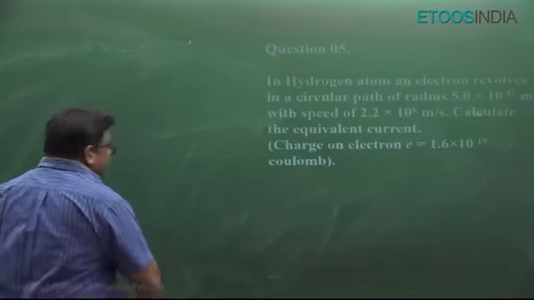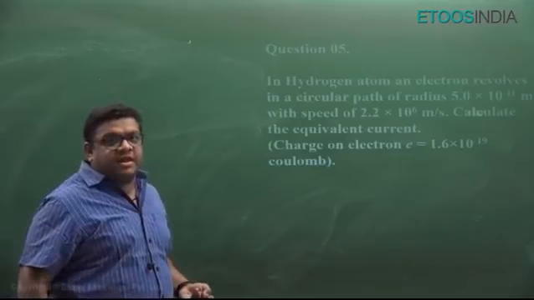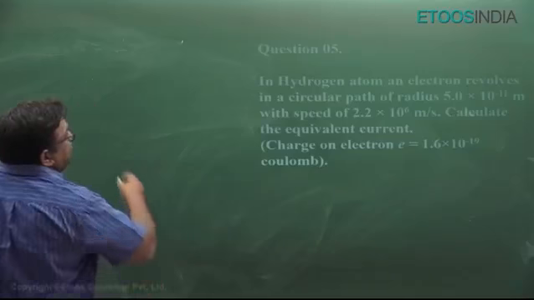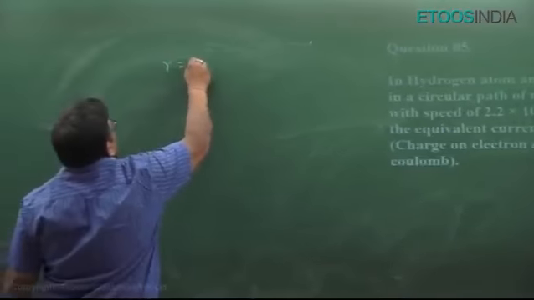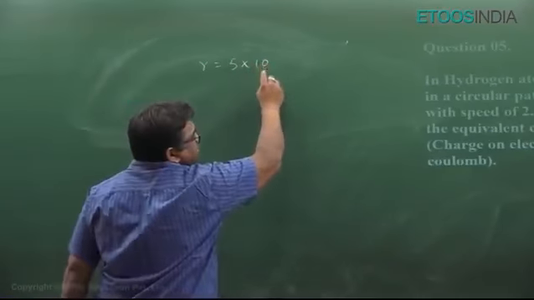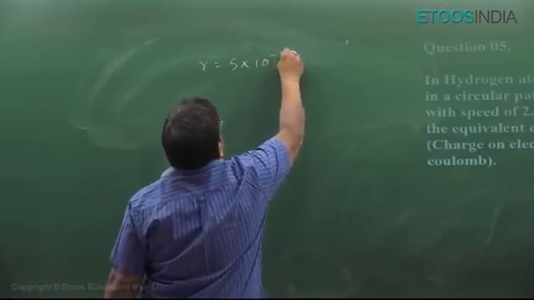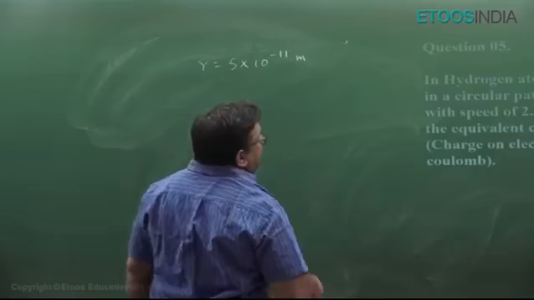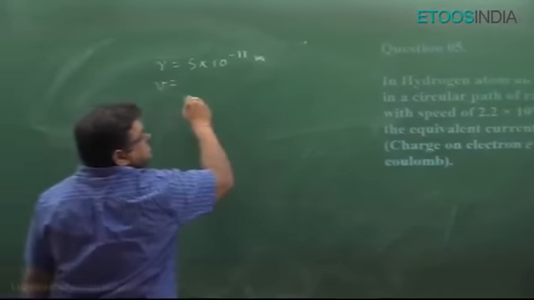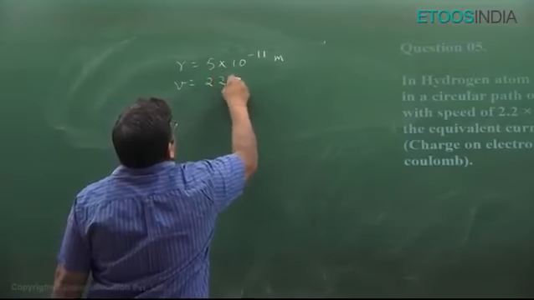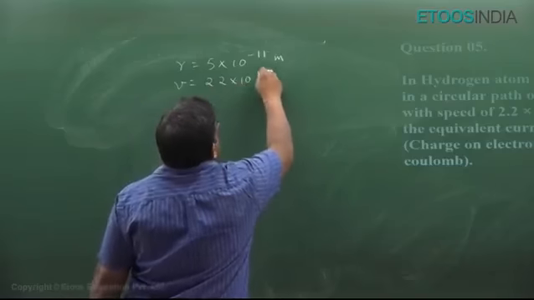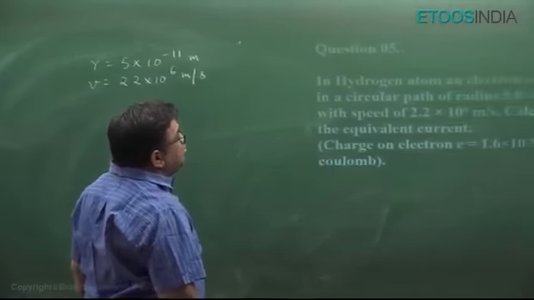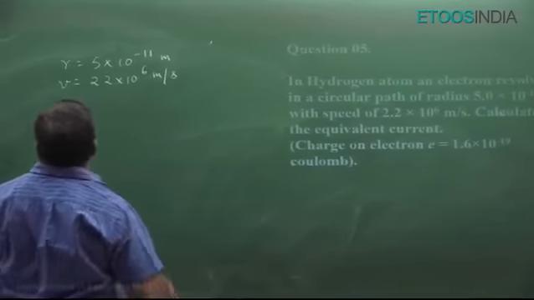Next, in a hydrogen atom, an electron revolves in a circular path of radius 5 into 10 raised to power minus 11 meters with a speed, the velocity given here, of 2.2 into 10 raised to power 6 meter per second. Calculate the equivalent current. Yes, they already have asked it.